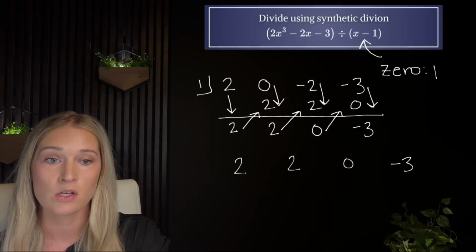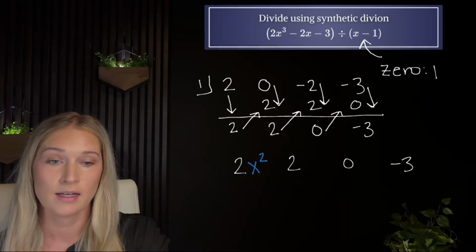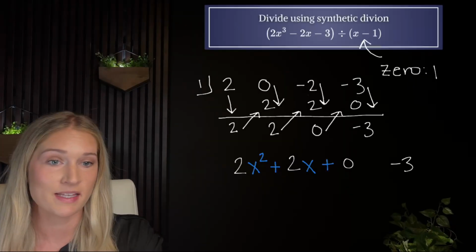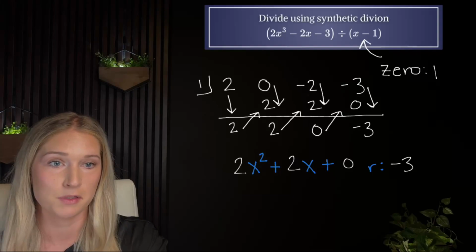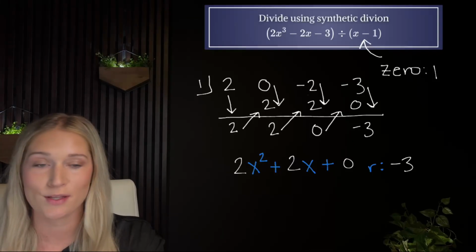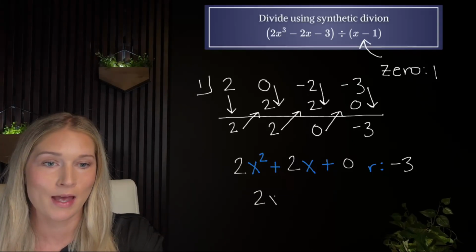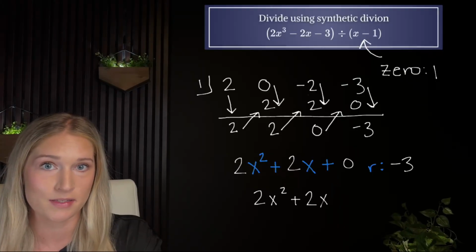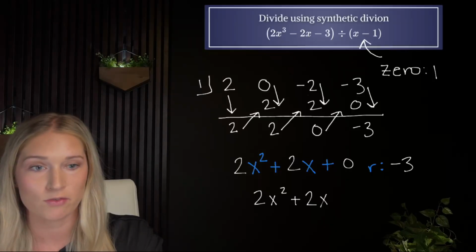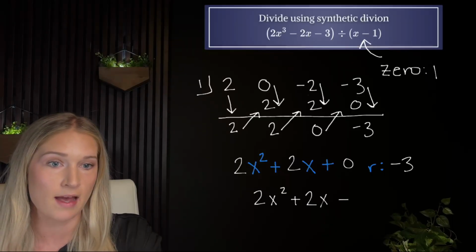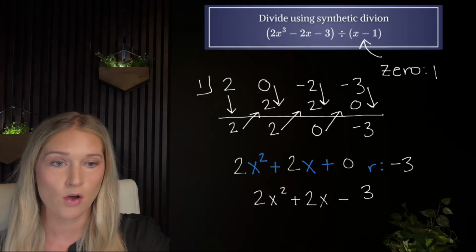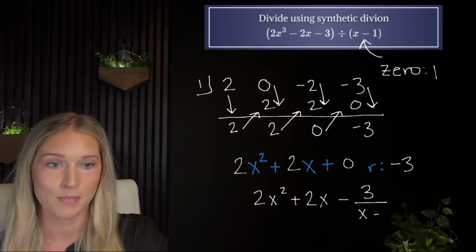my first term. So 2x squared, then this is a positive 2, so plus 2x plus 0, which means that that negative 3 is my remainder. So my polynomial altogether is going to look like this. 2x squared plus 2x, I don't need to write plus 0, but I do need to include my remainder. So I'm going to subtract 3 as the part that didn't divide. So 3 over my divisor of x minus 1.